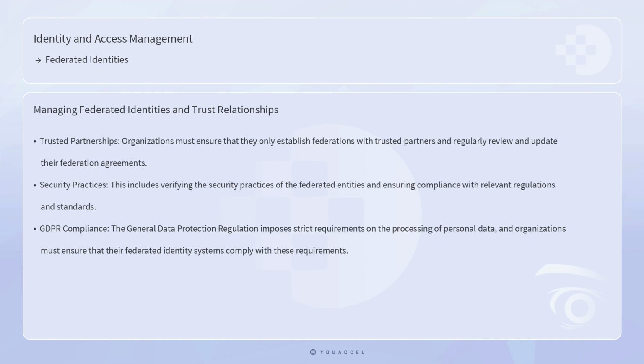Federated identities also necessitate the careful management of trust relationships. Organizations must ensure that they only establish federations with trusted partners and regularly review and update their federation agreements. This includes verifying the security practices of the federated entities and ensuring compliance with relevant regulations and standards. For instance, the General Data Protection Regulation imposes strict requirements on the processing of personal data, and organizations must ensure that their federated identity systems comply with these requirements to avoid hefty fines and reputational damage.